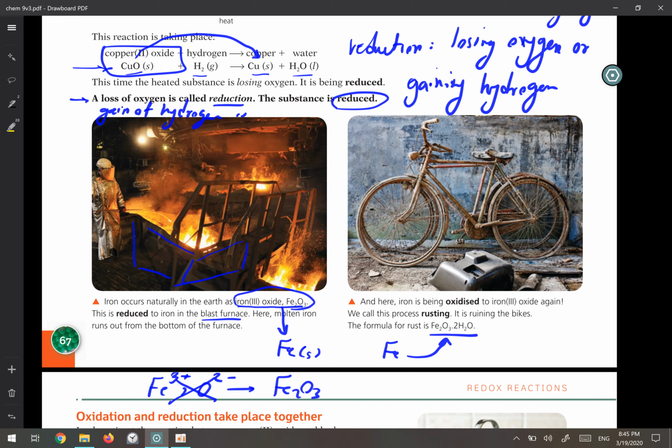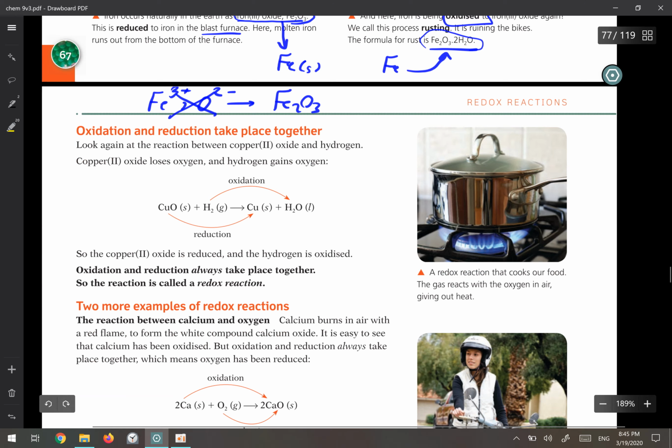So what happens to the iron here in the bicycle? It has gained the oxygen and converted to Fe2O3, which is rust. So here the iron is oxidized. Here the oxidation is very bad for us because the bicycle rusts based on this reaction. Okay, let's move on to the next picture.